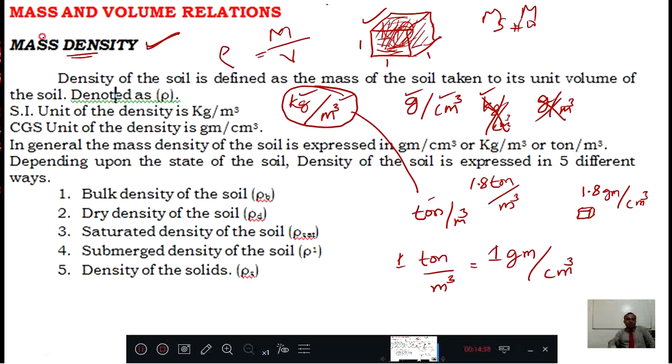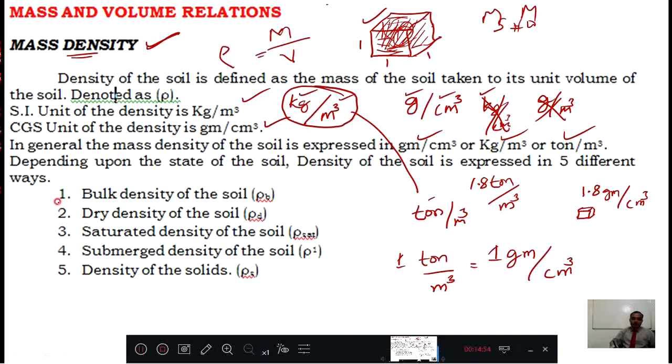Understood? This is all about mass density. And density is sometimes expressed as kg per meter cube, gram per centimeter cube, and ton per meter cube can also be used.